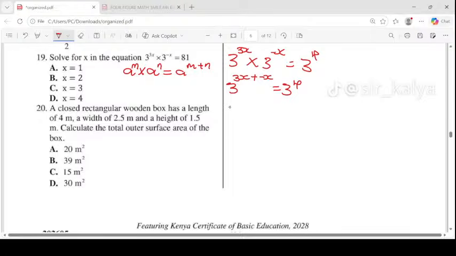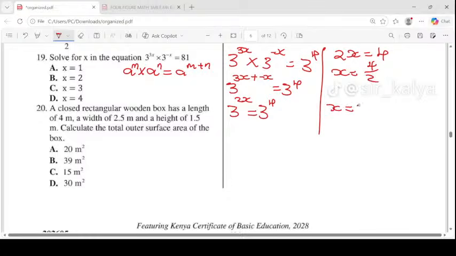And if that is the case, 3x plus negative x will become 2x. So 3 power 2x is equal to 3 power 4. Because they have the same bases, we drop the bases and proceed with the powers. So the powers now will have 2x being equivalent to 4. To get the value of x, you divide through by 2. So x will be given by 4 divided by 2. Therefore, x will exactly be equivalent to 2. The value of x in this case is exactly 2, making choice B for boy the correct answer.